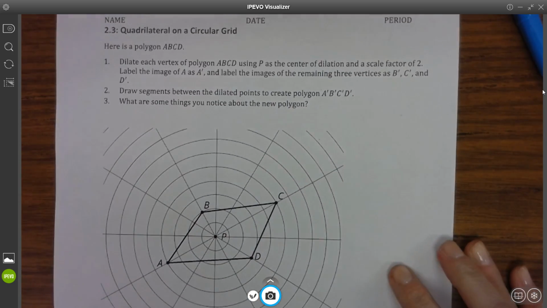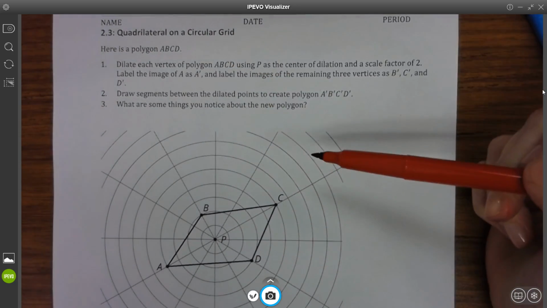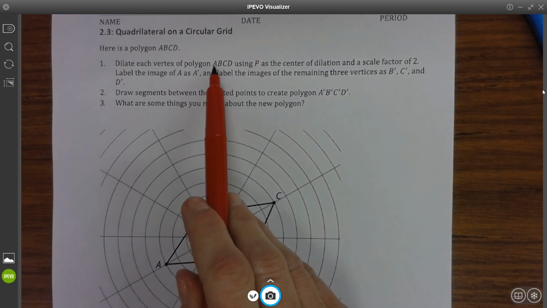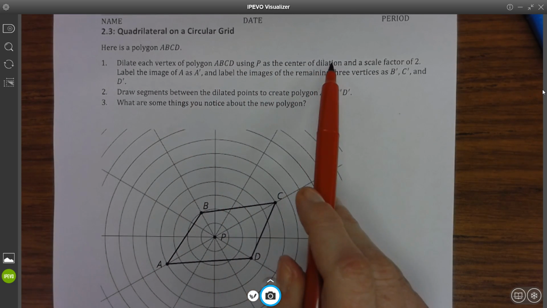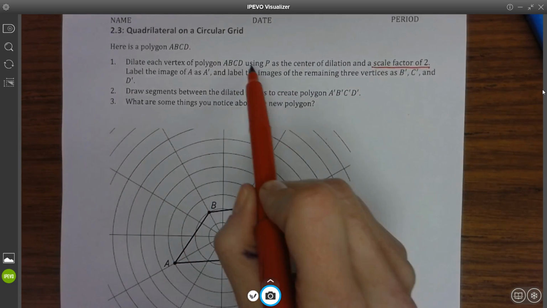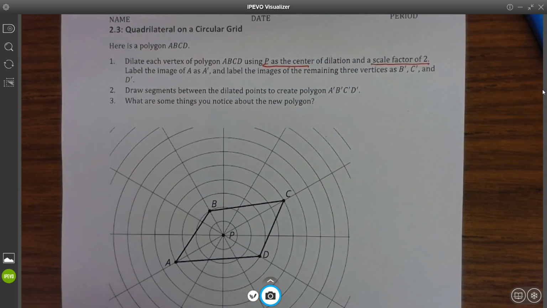Now let's come back here. So, quadrilateral on a circular grid. Here is the polygon ABCD. Dilate each vertex of polygon ABCD using P as the center of dilation and a scale factor of 2. So P is the center, scale factor of 2.